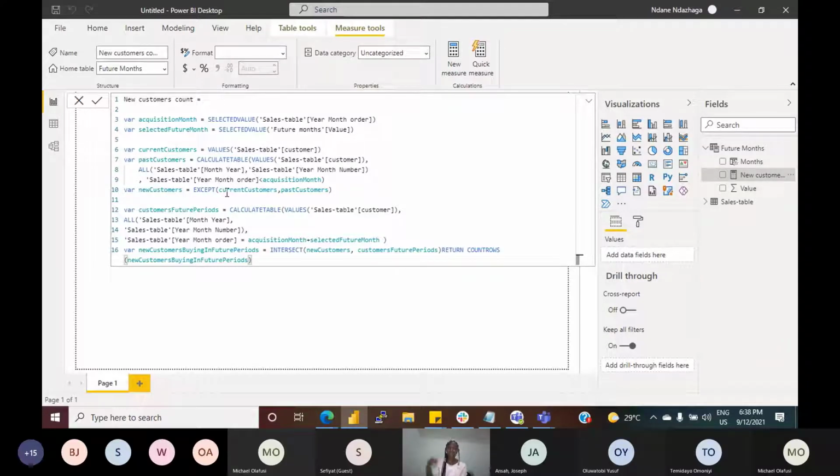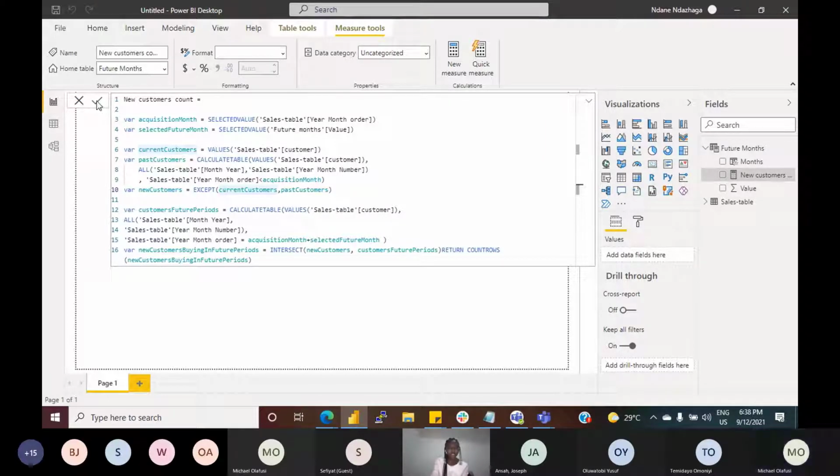It removes your current customers and the customers that have been there, past customers. So this one is now the future customers' future periods, that is the following months from which the customer joined. Please, any question? Okay. Then the last variable is new customers buying in future periods. So you're able to tell how many of your customers will be buying in future periods, the following months from the time that they joined.